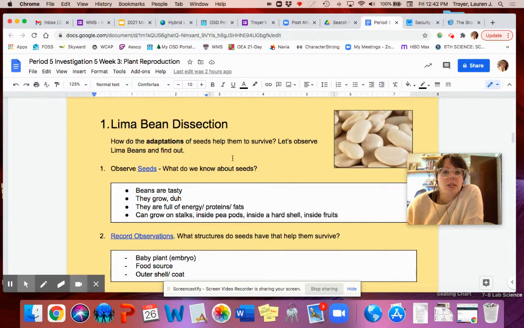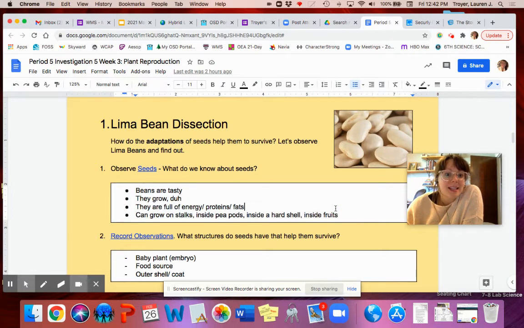Most people think of seeds when they think of plant reproduction, and seeds are very important. So this section is all about how adaptations of seeds help a plant to survive. If you think about what you know about seeds or beans or nuts, here are some of the things we came up with in class.